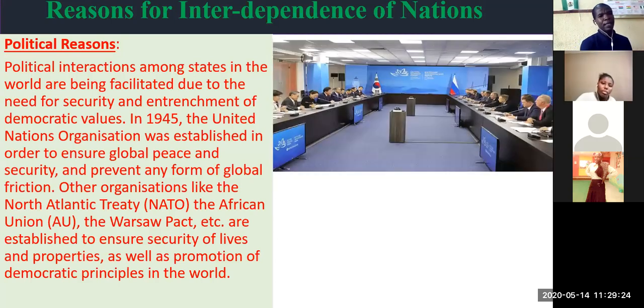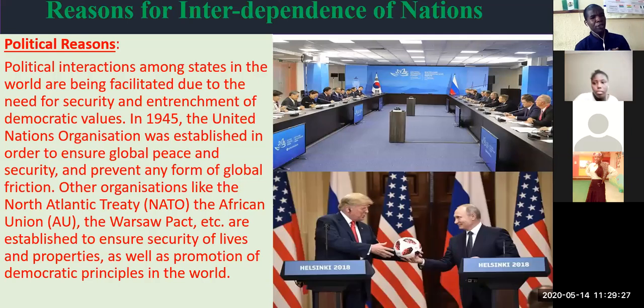Political reason or political interaction is benchmarked on the fact that countries in the world want to ensure peace. They want to ensure security, and they want to democratize the world. Hence, the interactions among nations in the world in order to propagate the doctrine of democracy and ensure security of lives and property. And that is why the United Nations was established in 1945.